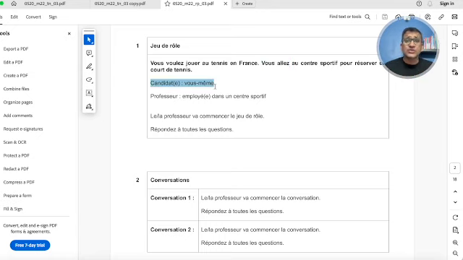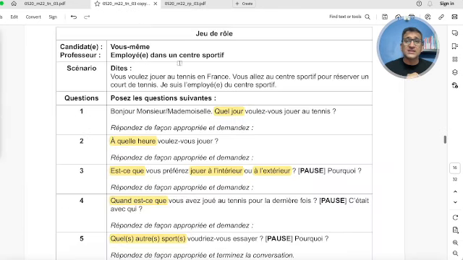So the candidate is you. You are going to reserve the place. There are 5 questions which the teacher needs to ask, and the teacher is playing the role of employé dans un centre sportif. The scenario is given for you, and the same scenario is written here. The teacher will read the scenario for you before starting the conversation. So the teacher says scénario pour vous, scenario for you. Vous voulez jouer au tennis en France. Vous allez au centre sportif pour réserver un court de tennis.